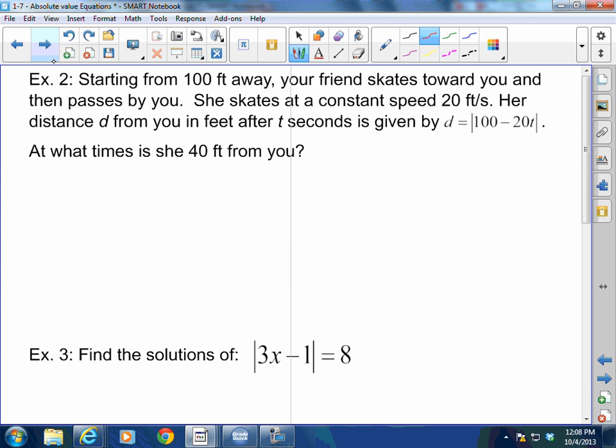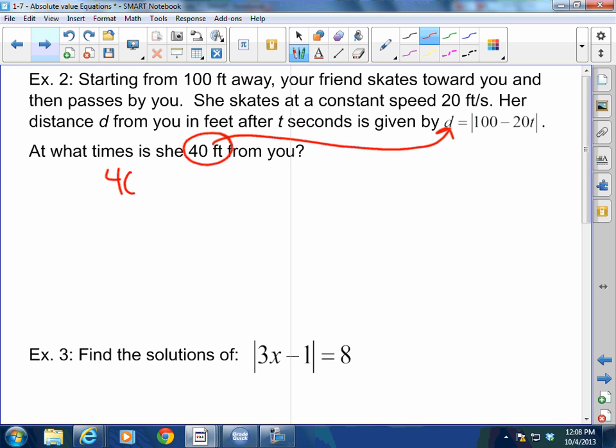Starting from 100 feet away, your friend skates towards you and then passes by you. She skates at a constant speed of 20 feet per second. Her distance d from you in feet after t seconds is given by d equals the absolute value of 100 minus 20t. At what times is she 40 feet from you? What is 40 feet representing here in this equation? The distance. So we're going to evaluate. Remember, when we evaluate, you're just plugging in.